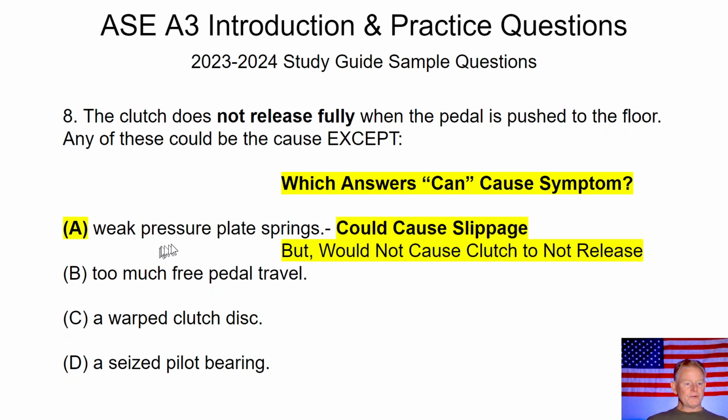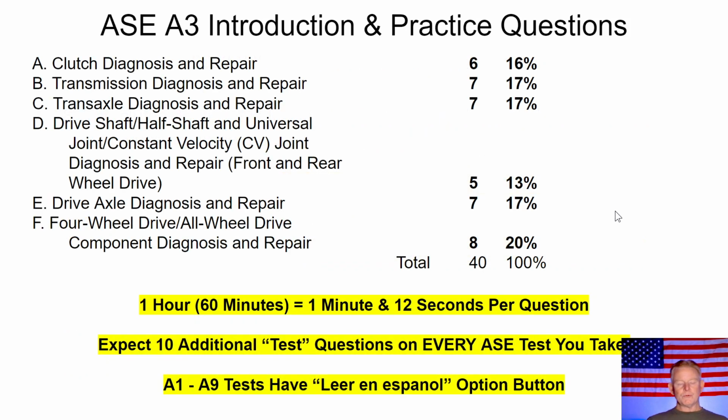Weak pressure plate springs could cause slippage, okay, by not clamping the clutch disc well enough, but it would not cause the clutch to not release. And remember, we're trying to find the accept. Pay close attention to these. I know it's tough. A lot of techs get hung up on these accept questions. Luckily, they don't throw a ton of them in there, but they are one of the 5 types of question formats that ASE uses.